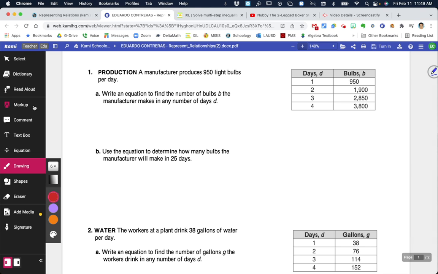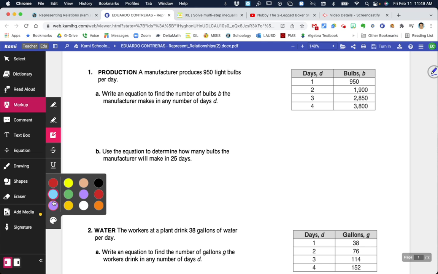Okay. Everyone go to your markup tool. Pick a color for your highlighter, whatever color you like. I usually use the box highlighter. That's usually the easiest to work with. Go over here where it says a manufacturer produces 950 light bulbs per day. Let's highlight 950 light bulbs per day.